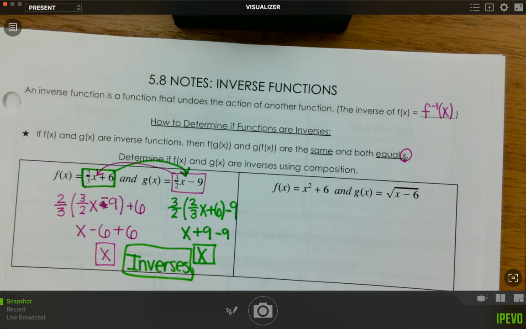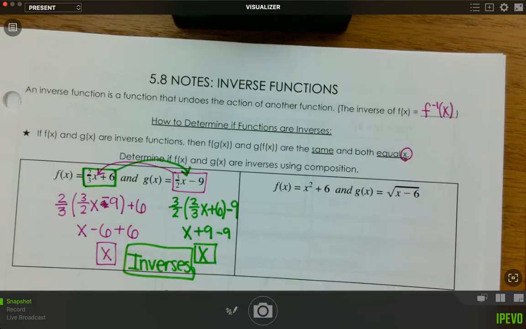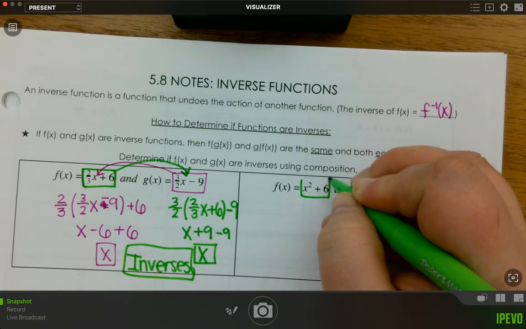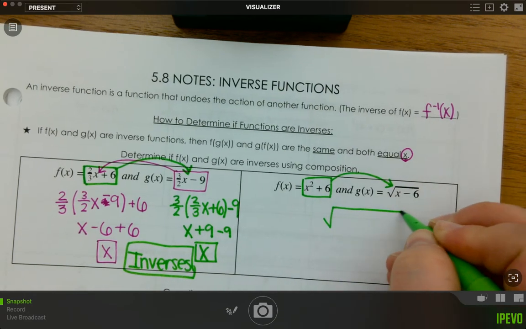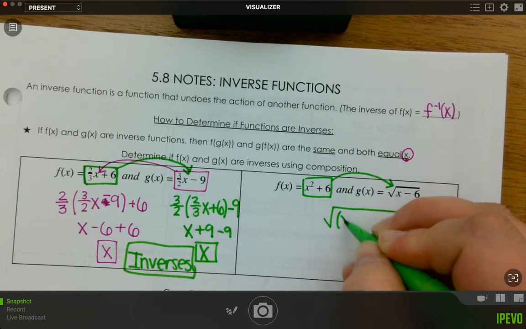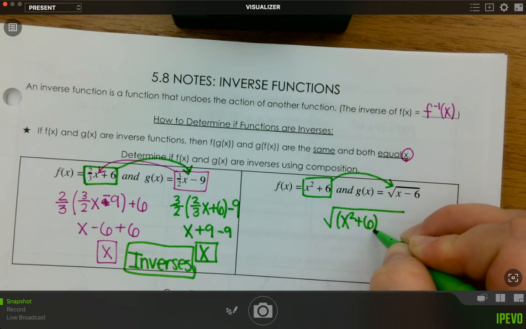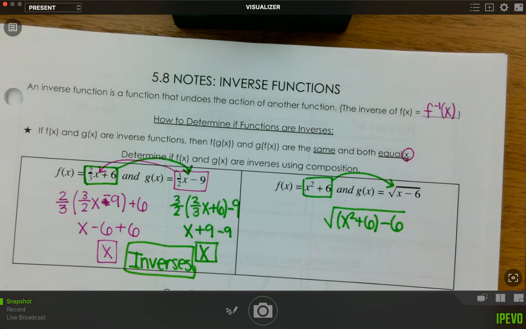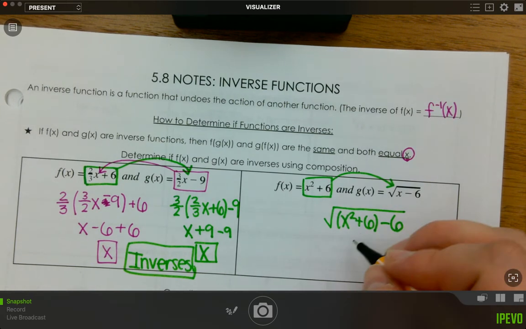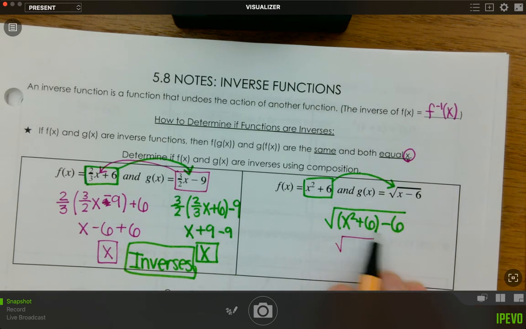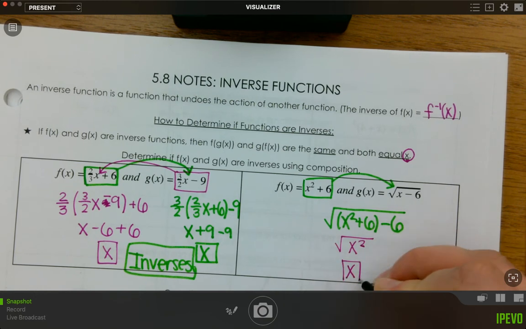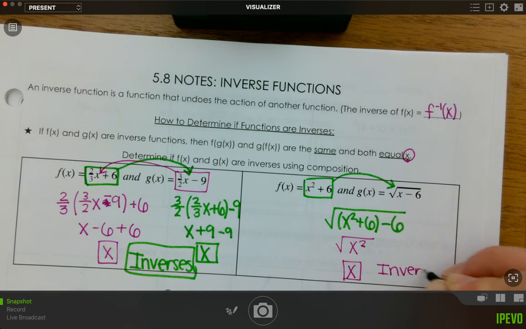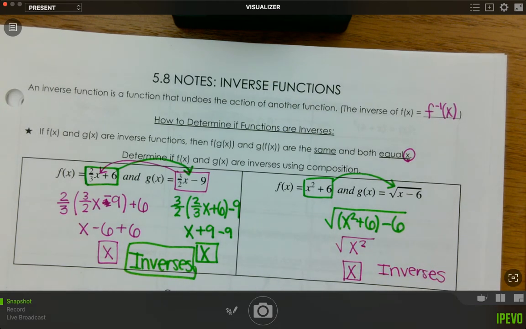Now let's talk about this one over here. We have x squared plus 6 for f of x. I'm going to take that and plug it in over here. So it's going to have the square root still, but instead of x, I'm going to put x squared plus 6. And then there's this extra -6 out here. And then 6 minus 6 is 0. And this one ends up just being x. So these are inverses as well. And at the end of notes, I'll go back to the assignment and do one that's not an inverse so you can see what that looks like.